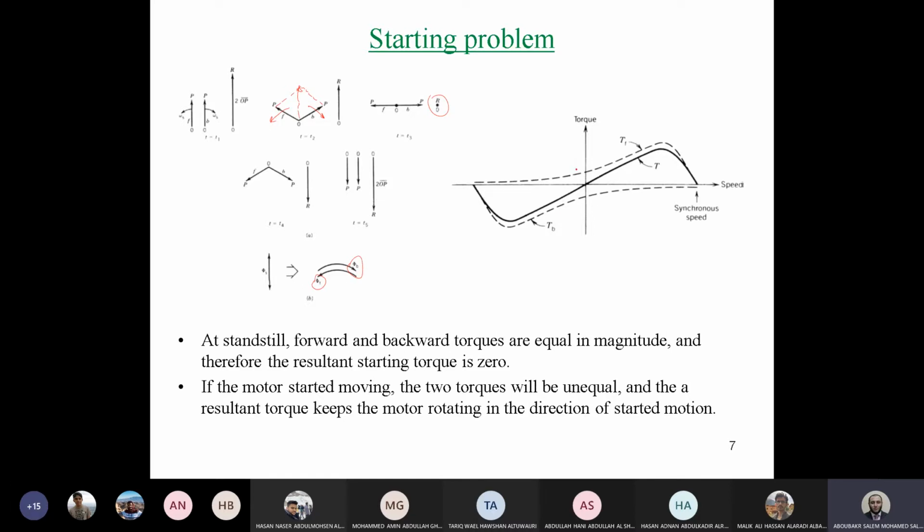As you can see, this is the component of torque due to forward flux, and this component of torque is due to backward flux. At the instant of 0 speed, both components are equal in magnitude and opposite in direction, which means the resultant torque at that point equals 0, which represents this point. So this point appears at starting. For that, we have a problem in starting the machine. Fine. We said in the previous class we can make a solution to do that.